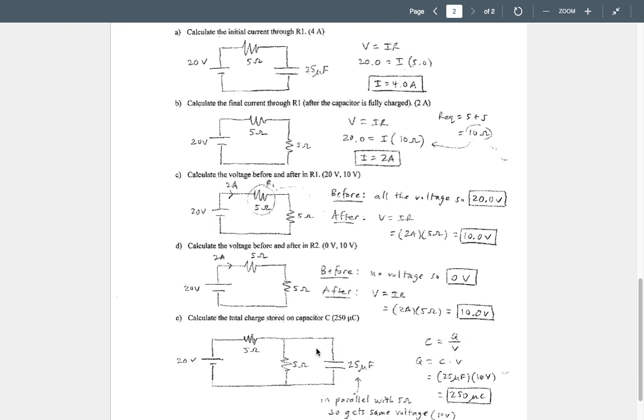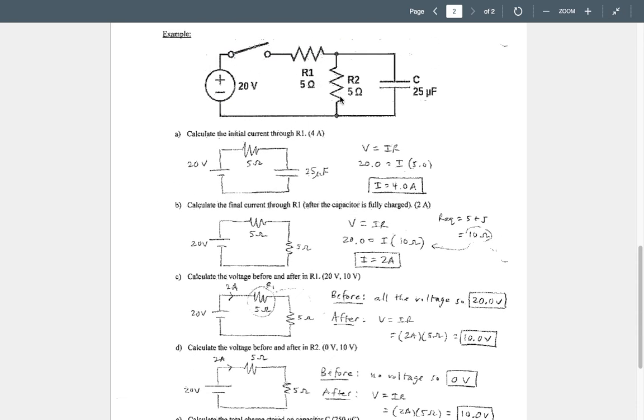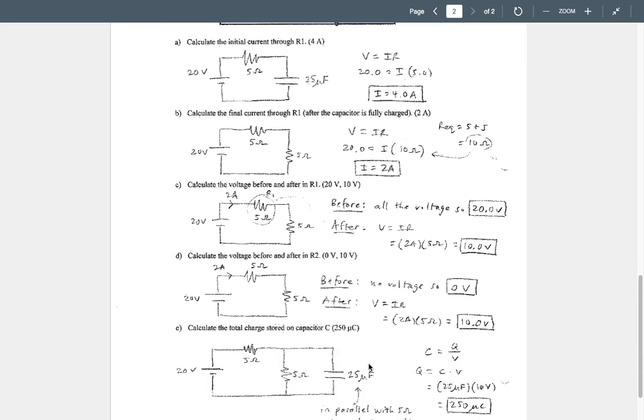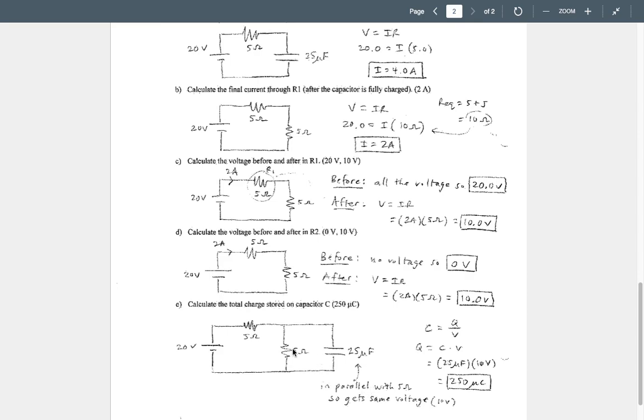And then you can figure out how much charge is stored in the capacitor. Does the capacitor get all 20 volts by the end? No, remember what we said. He's attached to R2. If he's attached to R2, he only gets whatever voltage R2 has. So he should get 10 volts. He should get 250 microcoulombs of charge because we know his capacitance. Doesn't matter what happens during this, the capacitance doesn't change. So it's in parallel, so he gets the voltage of whatever he's attached to.